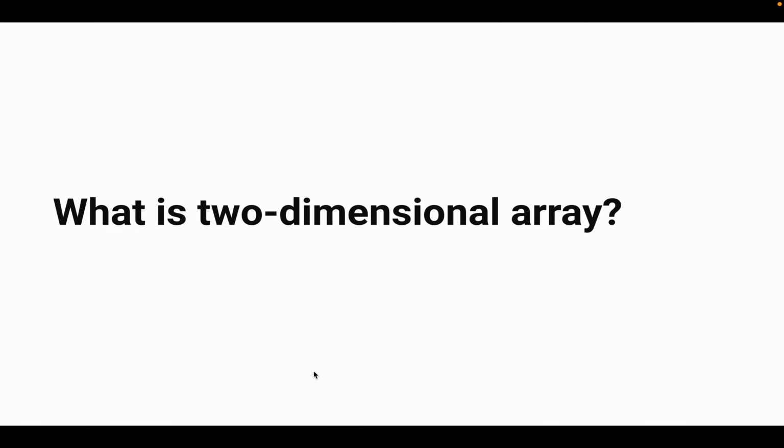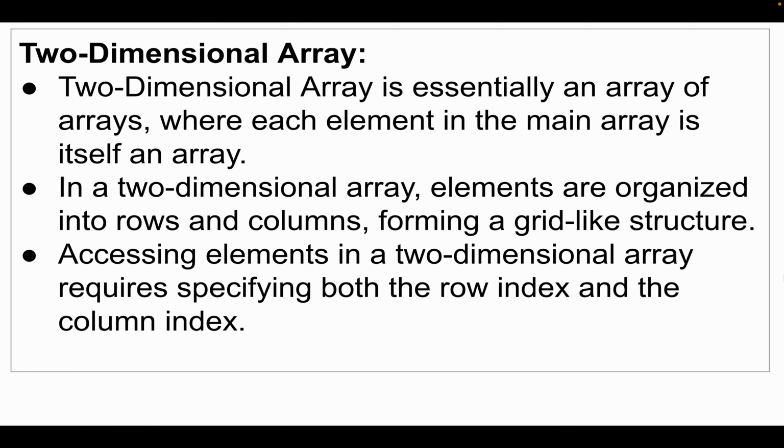Let's understand two-dimensional array. Two-dimensional array is essentially an array of arrays, where each element in the main array is itself an array. In a two-dimensional array, elements are organized into rows and columns, forming a grid-like structure. Accessing elements in a two-dimensional array requires specifying both the row index and the column index.